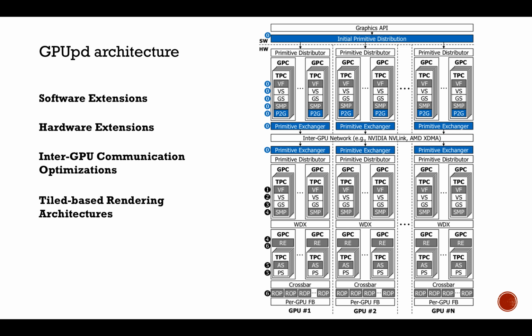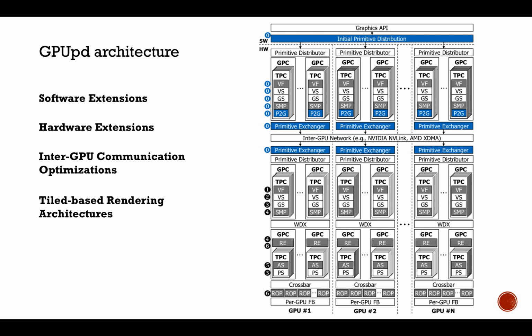To introduce the GPUpd architecture, there are four main parts that might need detailed introduction. The first part is the software extensions. This is used when an application issues a draw command. Then GPUpd begins the CP phase by evenly distributing primitives to GPUs.